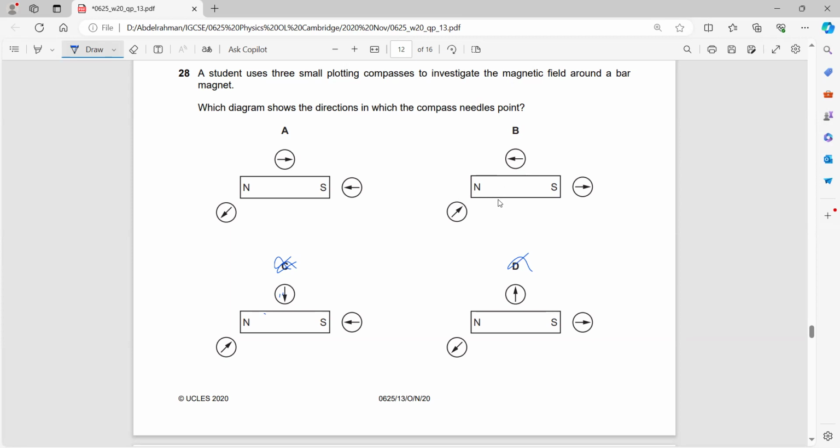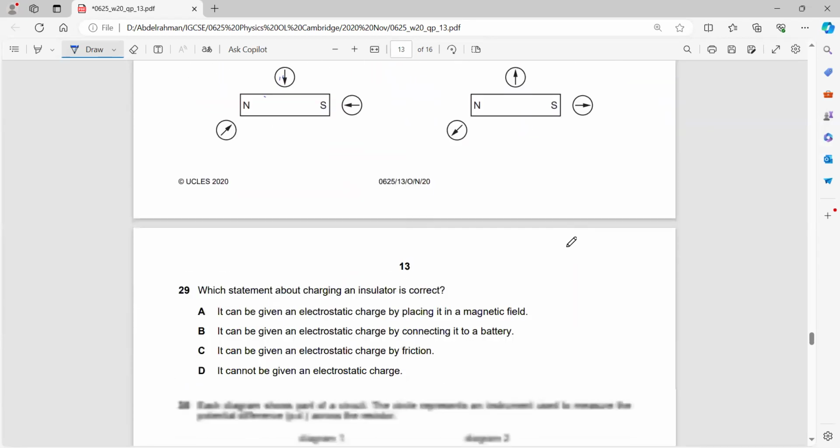It has to face the south pole. Why? Because the direction is moving from north to the south, so it has to face the south pole. So it would be A. B is wrong, it cannot face the opposite side.